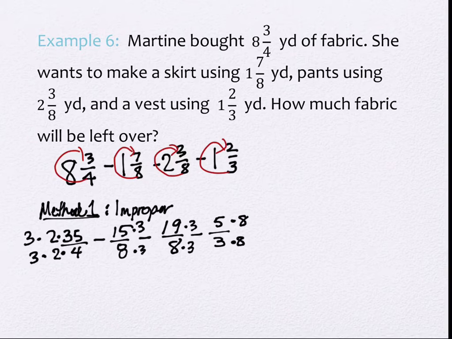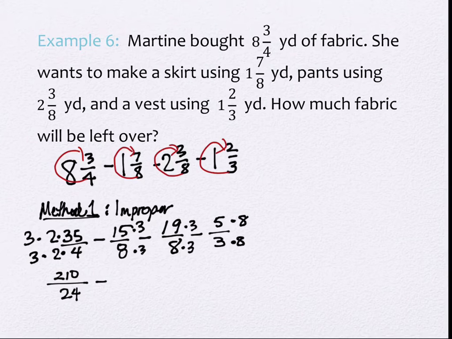The numbers got big all of a sudden, didn't they? They actually kind of did. So we have 3 times 2 times 35. My first denominator is 210. I'm sorry, numerator is 210. And my denominator on all of them should be the same as 24.